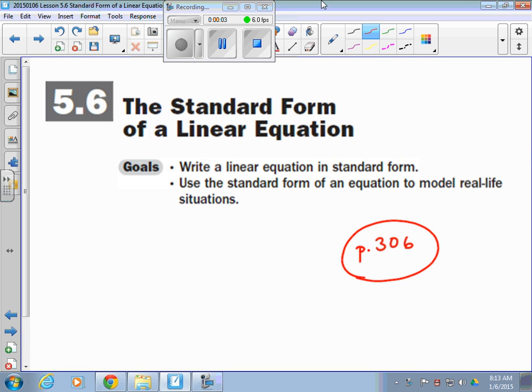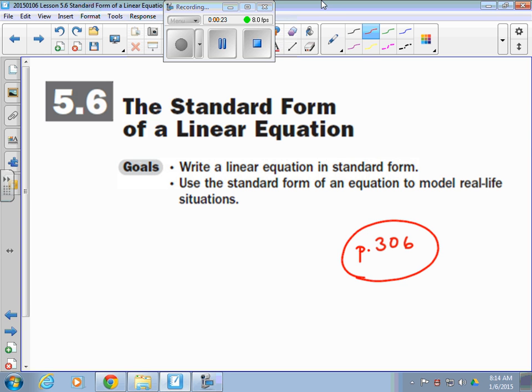This is Algebra 1. Today we're looking at Lesson 5.6, Standard Form. We've previously talked about slope-intercept form because it shows you two things: a slope and a y-intercept. We briefly introduced point-slope form, which shows you a point and a slope. This is the third form, called standard form.